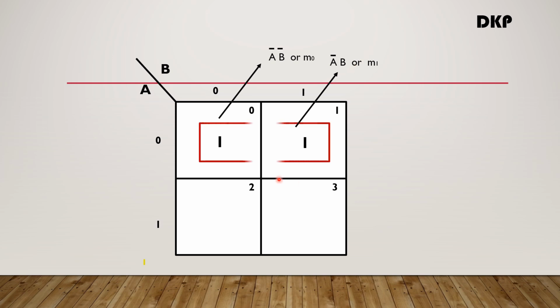So first of all, let us group these ones since they satisfy the condition. That is, one variable should differ. So this is the variable, the second variable differs, and the first variable is constant.